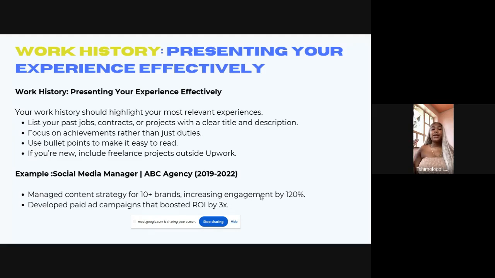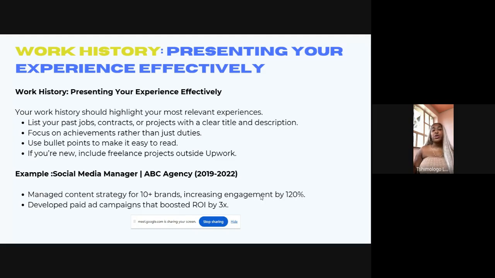Because if somebody has come into your profile, they've gone through your bio, they've seen your video, they've seen the other things that are there, and they go all the way to work history, which is at the bottom of the profile, they must really be interested in knowing you and what you're able to do as a person. So that is the point where you go into detail.